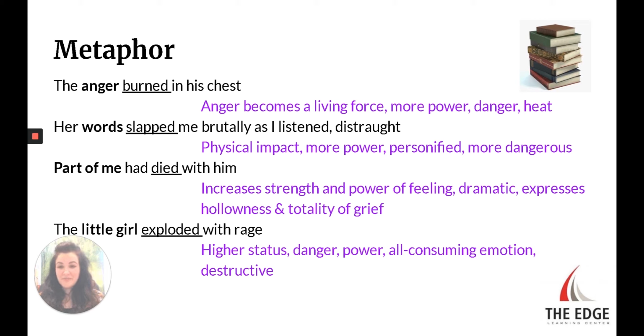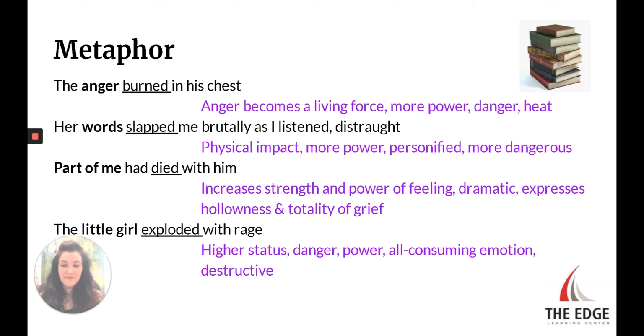For the third example, part of me had died with him. So we have a narrator who is identifying part of themselves as dead. Of course, this is metaphorical and not literal, which is how you identify the device. And the image of part of someone having died stresses the strength and the power of their feeling. It increases the status of what they experienced, the seriousness of what they experienced. And it also perhaps demonstrates a sense of numbness, a sense of total grief and a loss of your own ability to live in response to someone else's death, the him here in the sentence.